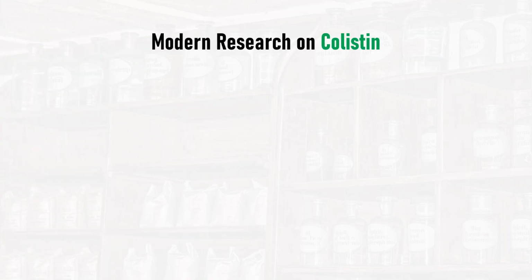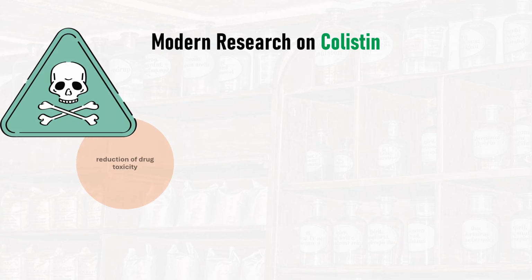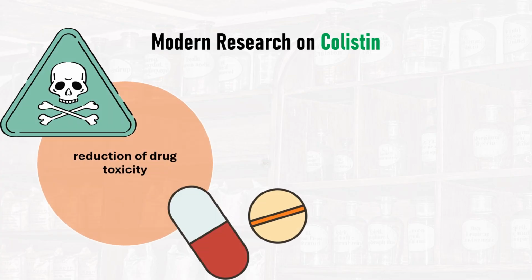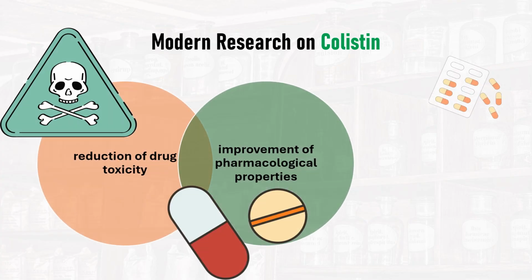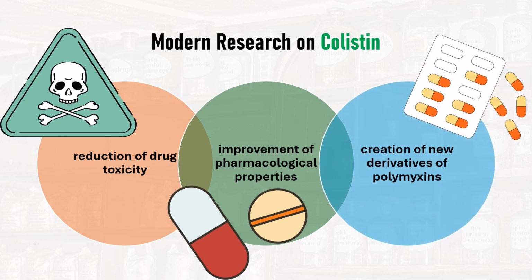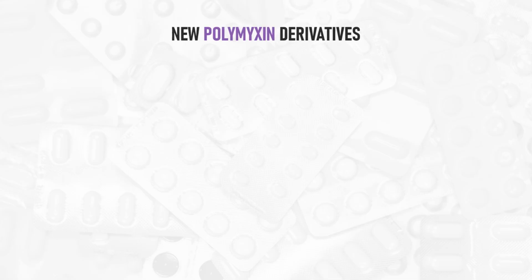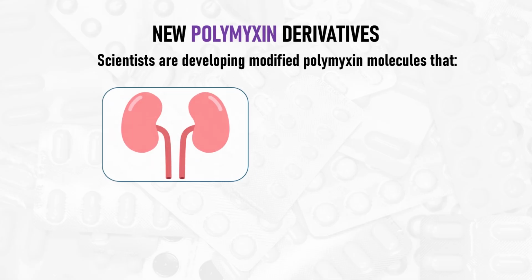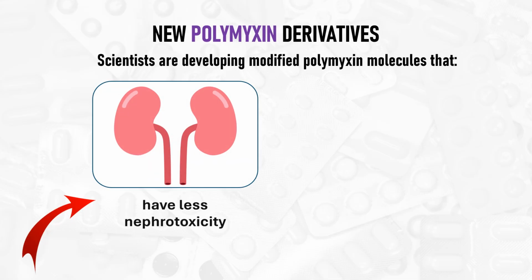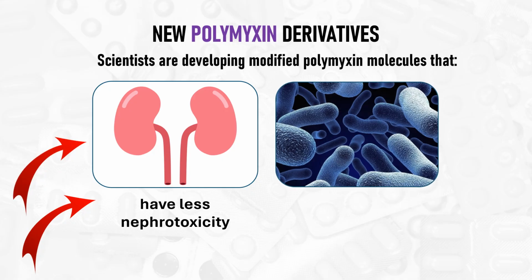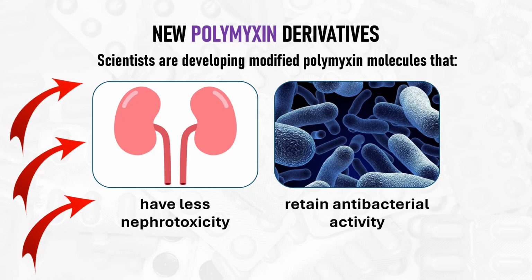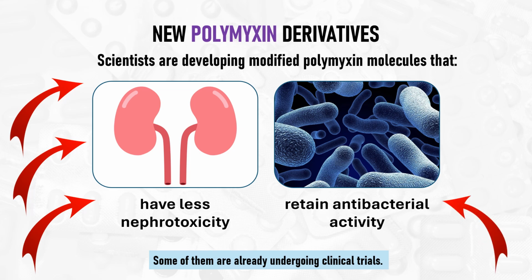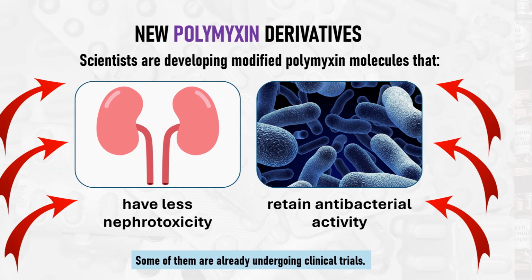Modern research on colistin. Despite its toxicity, colistin remains an important antibiotic. Therefore, active research is currently underway to reduce the drug's toxicity, improve the pharmacological properties, and create new polymyxin derivatives. Scientists are developing modified polymyxin molecules that have less nephrotoxicity and retain antibacterial activity. Some of these are already undergoing clinical trials.